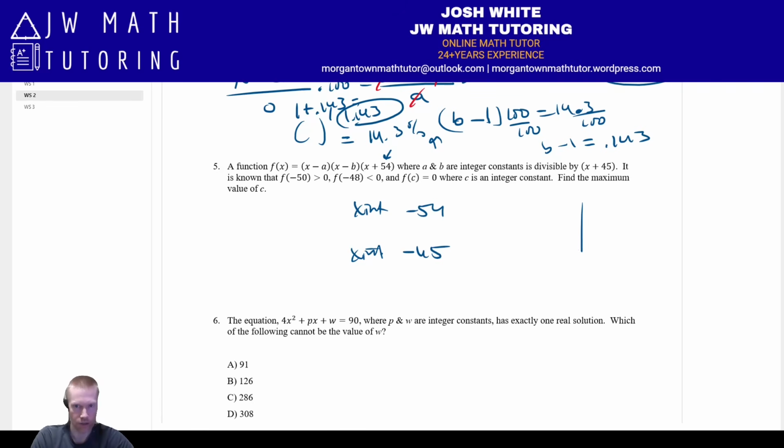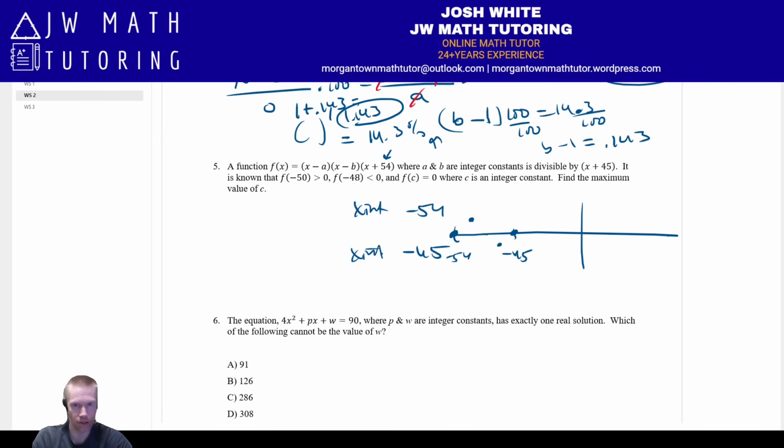I should actually draw this out on a graph here, but say here's negative 45. There's one of them. Out here at negative 54, here's another one. At negative 50, the graph is positive, i.e. the y value here is greater than 0. Then at negative 48, the graph is negative. So down here at negative 48, it switches to negative.